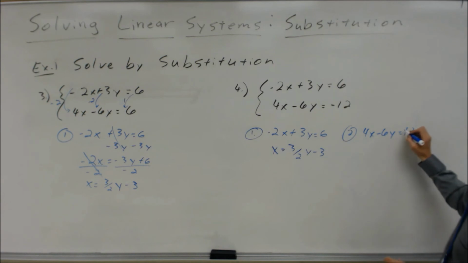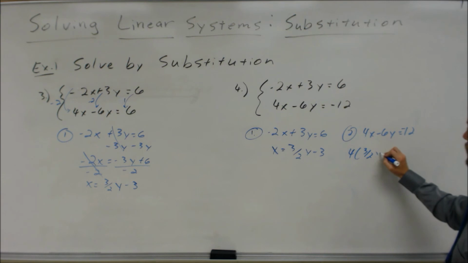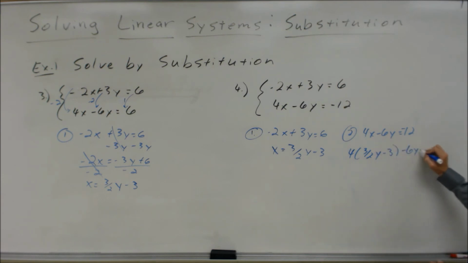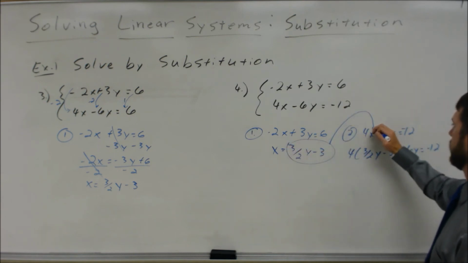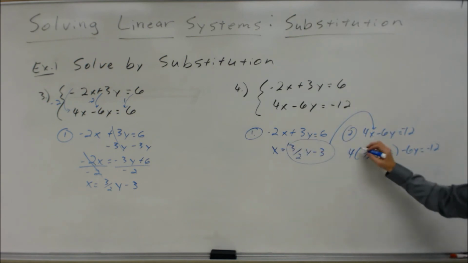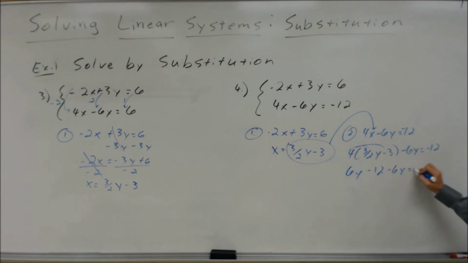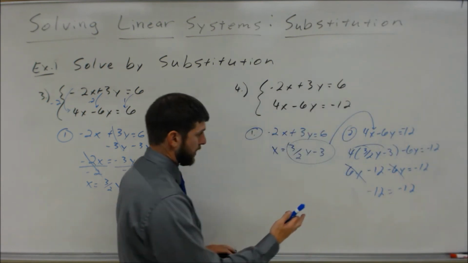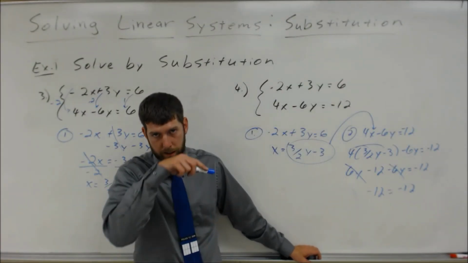Okay, so negative 12. So we've changed our equation a little bit. So again, 4 times 3 halves y minus 3 minus 6y equals negative 12. This is what x equals, so I substitute it in for x. Distribute 4 times 3 halves, 12 halves is 6, 6y minus 12 minus 6y equals negative 12. 6y's again cancel. Negative 12 equals negative 12. Once again, variables canceled out, but this time I'm left with a true statement.